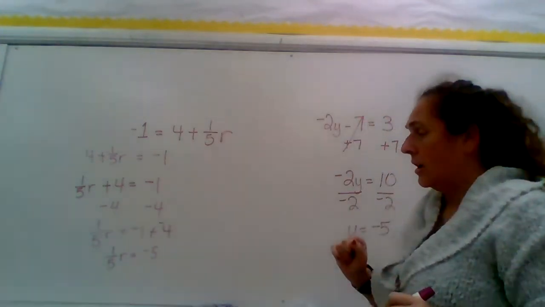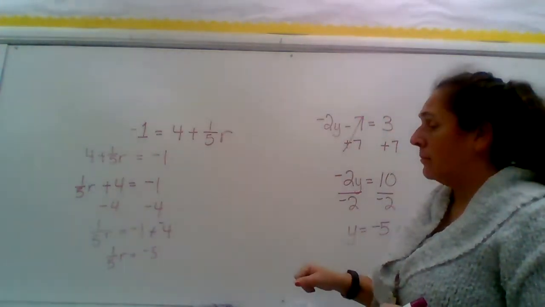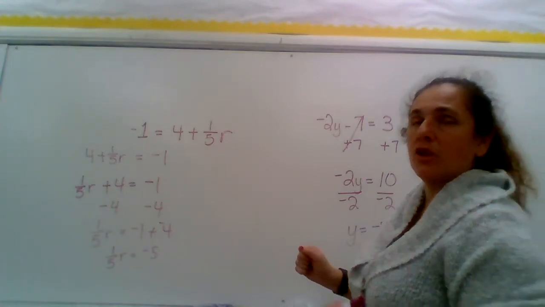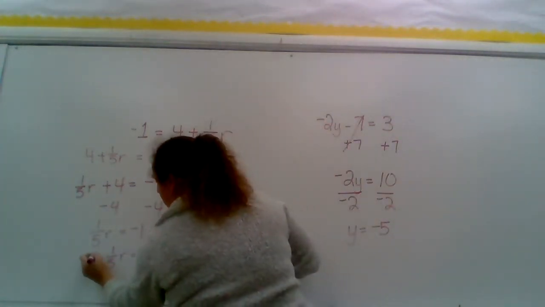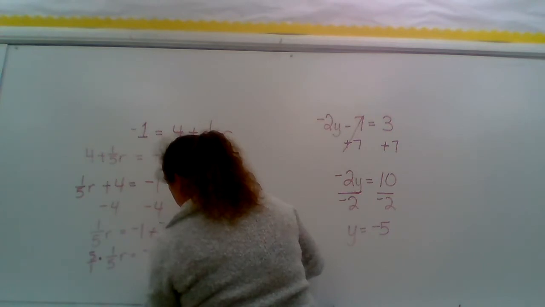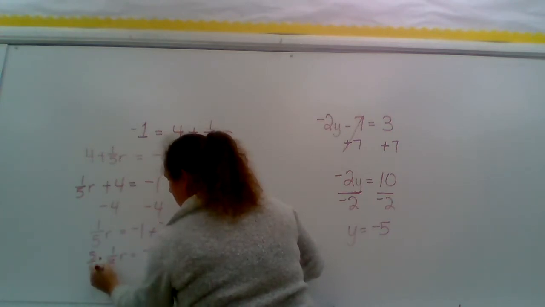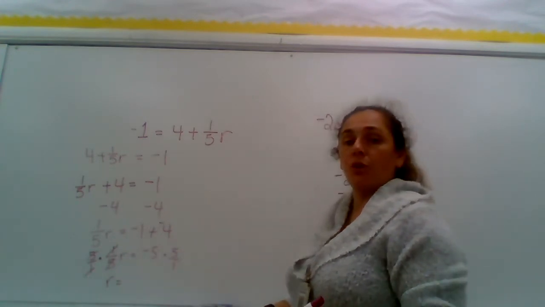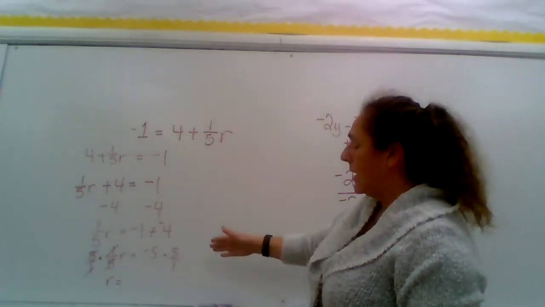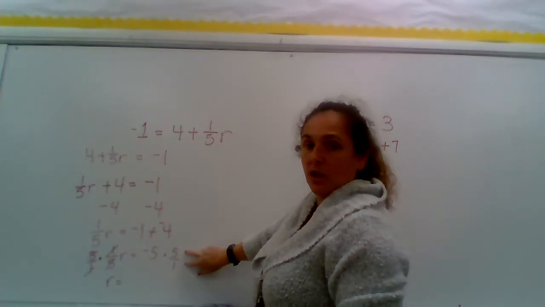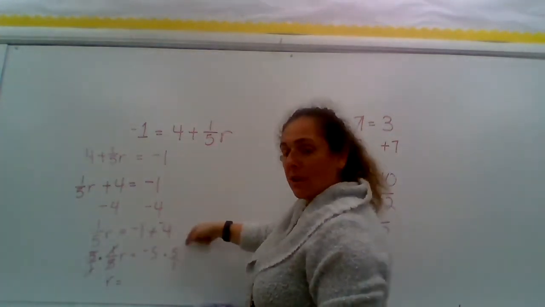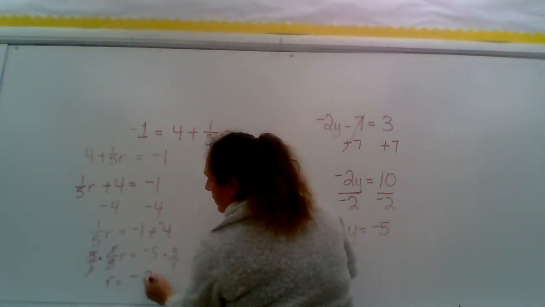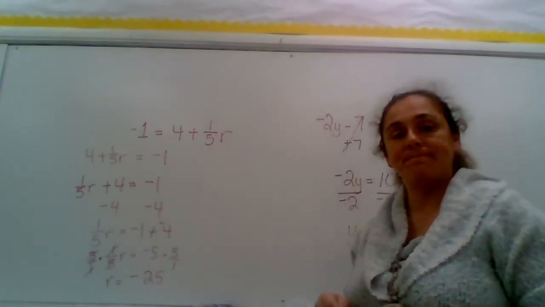Now, I need to divide by 1/5. It's a fraction, so I'm actually going to multiply by the reciprocal. Everything over here reduces out with your numerators and denominators being the same. And over here, we know 5 over 1 is actually 5. So we can say negative 5 times positive 5 is negative 25.